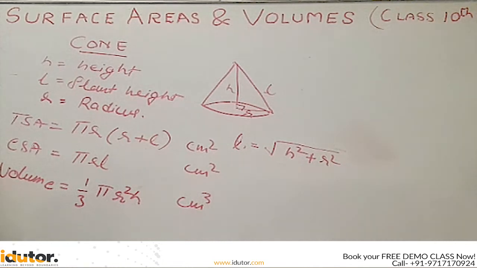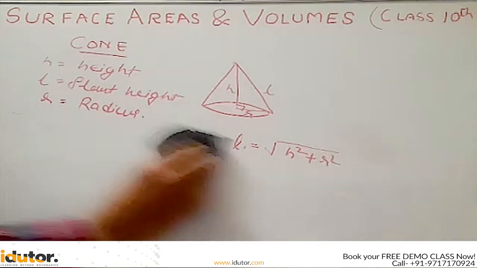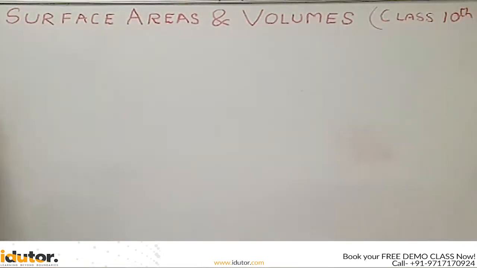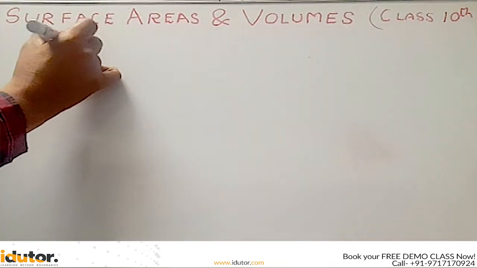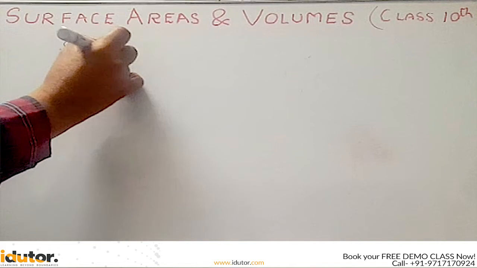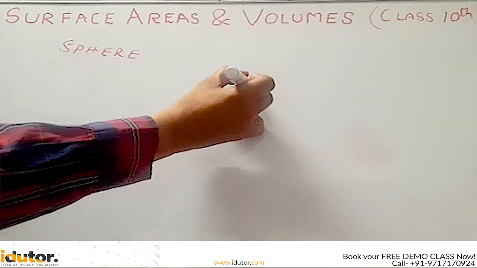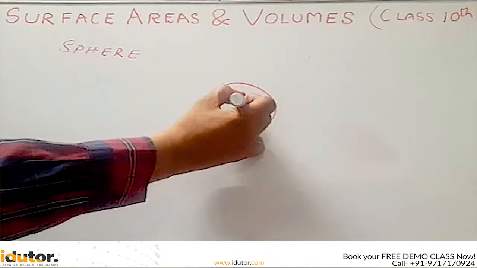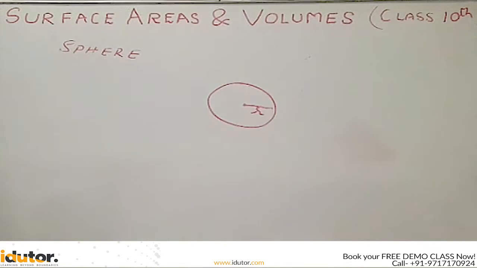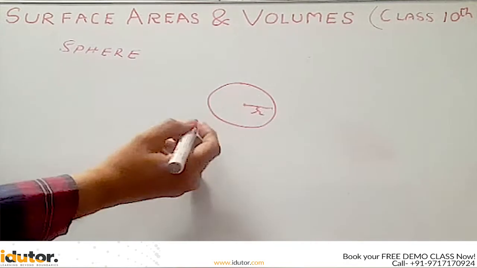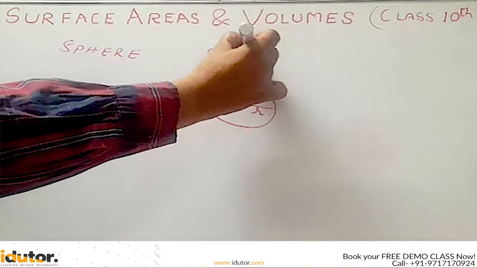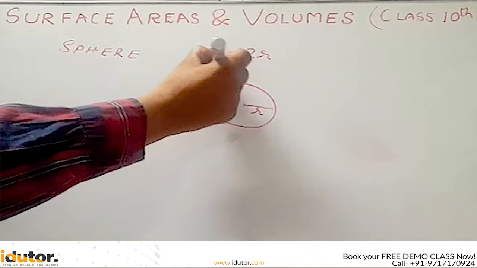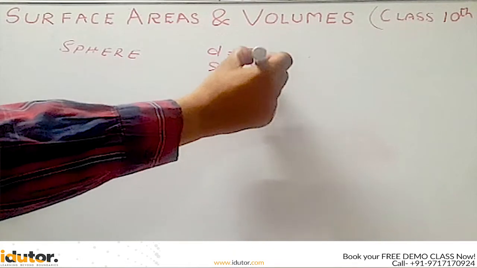Okay. So let us move to the next topic now. Next topic is sphere. Sphere is a kind of a circle or a ball. You see, a ball has got a radius. If at all you are given the diameter, then you have to divide by 2 and you will get the radius. So diameter is equal to 2 times radius, or radius is equal to diameter by 2.